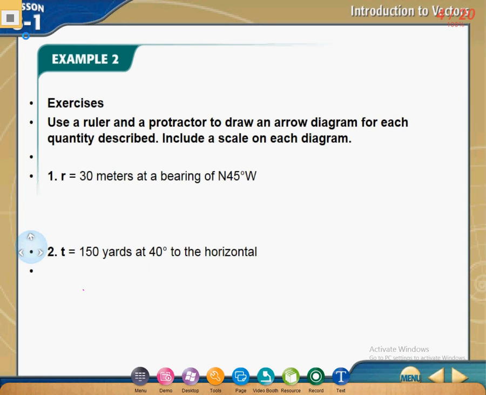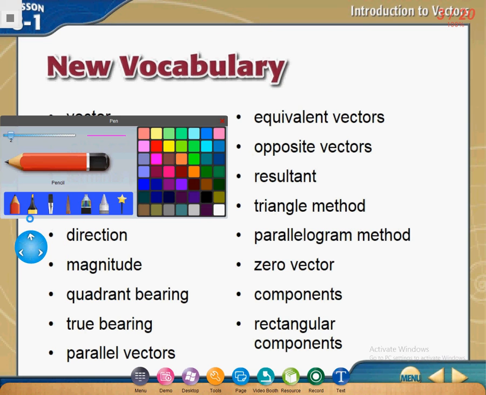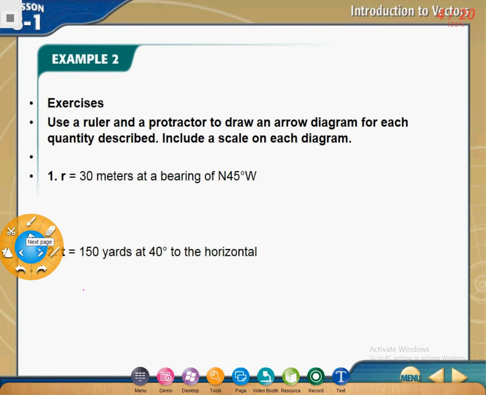Last time we took, let's go back a little bit to the vocabulary. We took the meaning of vector, initial and terminal point, standard, direction, magnitude, and last lesson we talked about quadrant and true bearing. We said the true bearing should start from north, and the quadrant, you can start from anywhere else. Today, inshallah, we will continue our lesson and take some more of these words. Before that, we'll solve the homework.